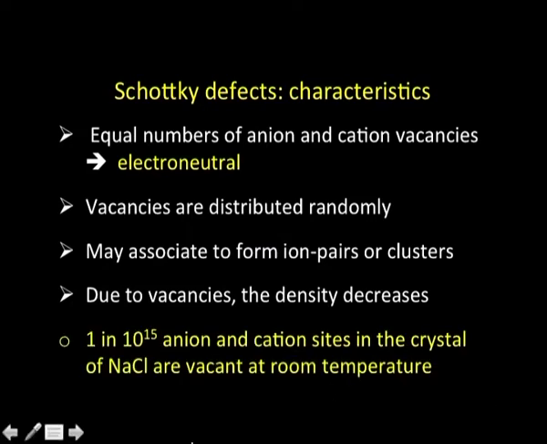Typically in a crystal of, say, sodium chloride, we find that 1 in 10 to the power 15 anion and cation sites are vacant at room temperature. That gives an idea about the number of vacancies. Suppose I talk about 1 mole: this will be 10 to the power 23, so it will come to about 10 to the power 8. So, there are about 10 to the power 8 vacancies in 1 mole of sodium chloride. Now, that is a fairly large number.